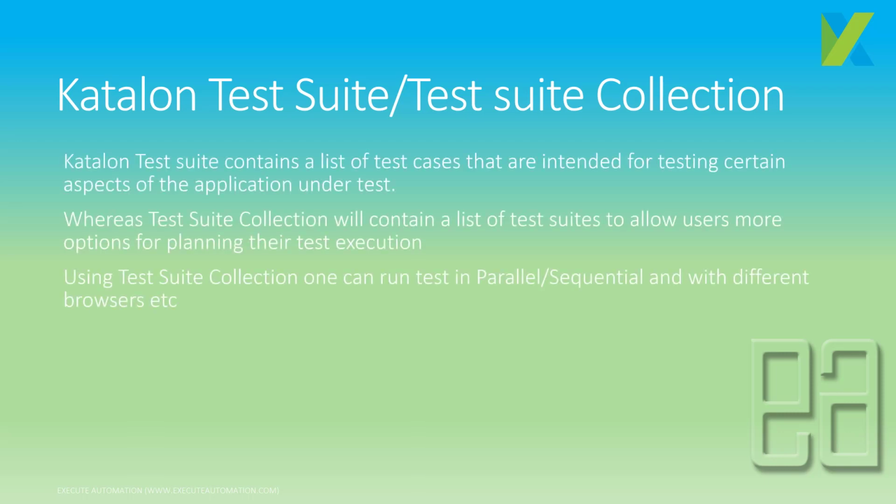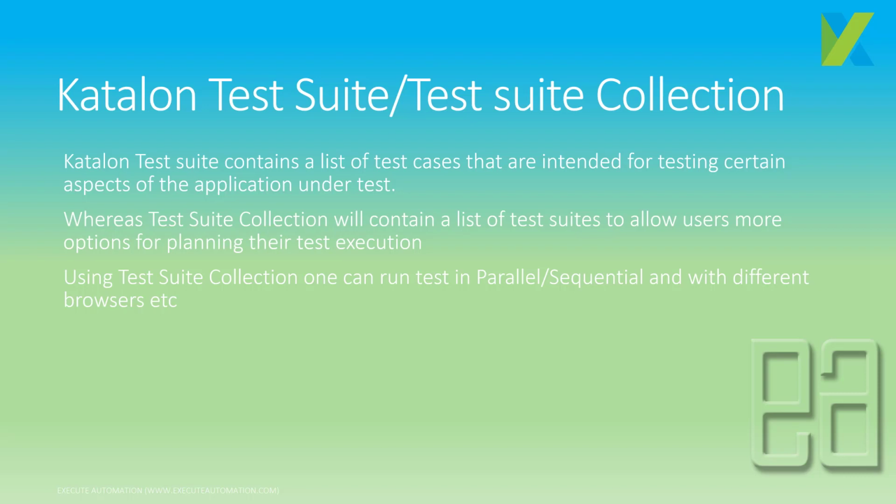So as I said before, Katalon Test Suite contains a list of test cases that are intended for testing certain aspects of the application under test, whereas the Test Suite Collection will contain a list of test suites to allow users more options for planning the test execution. So using Test Suite Collection, one can run tests in parallel, sequential, and with different browsers.